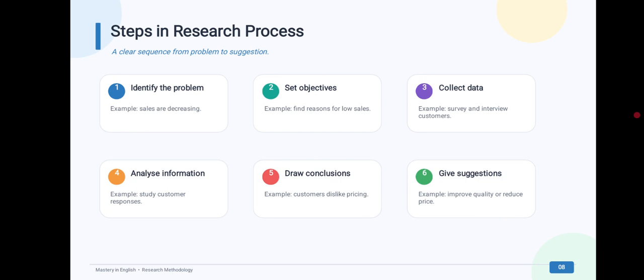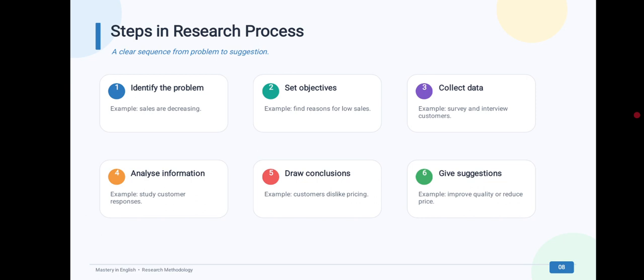And second step we have setting objective. So researchers decide the goal of the study here. For example, to find the reasons for low sales in the market. Third step we have collection of data. So basically, researchers collect information from different sources. For example, customer survey, interview method, or questionnaire method, or observation.